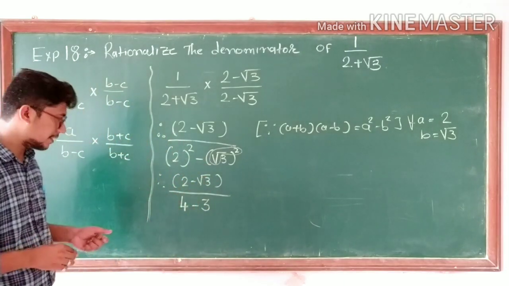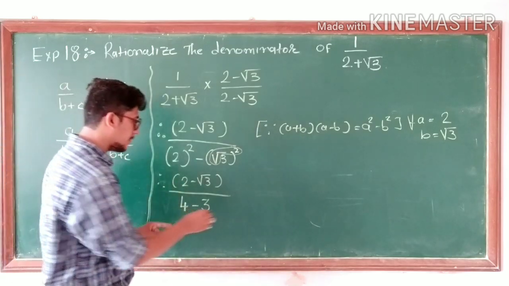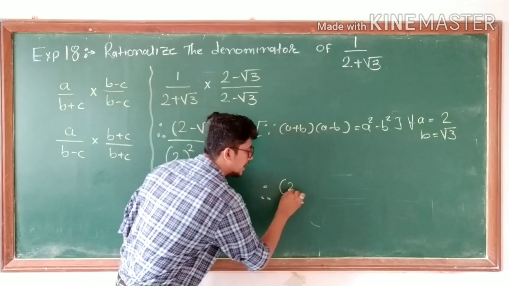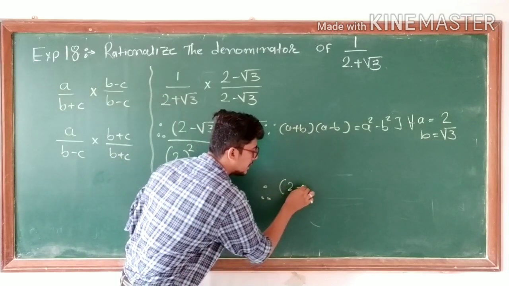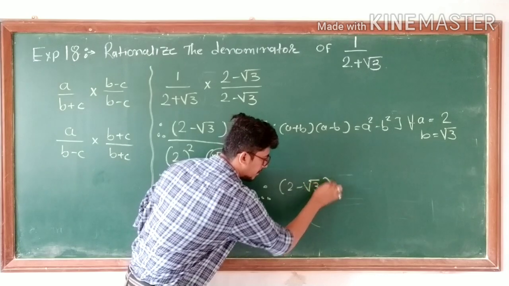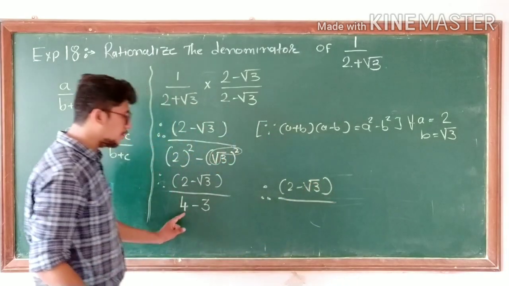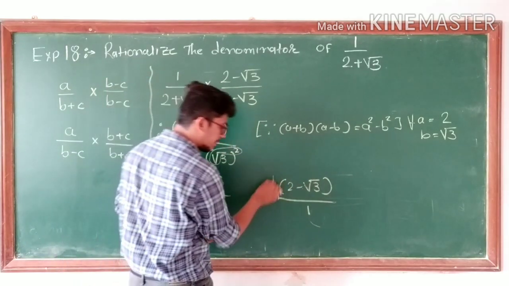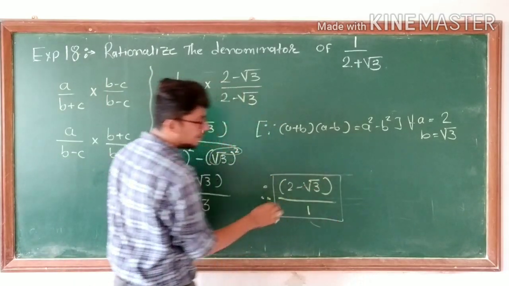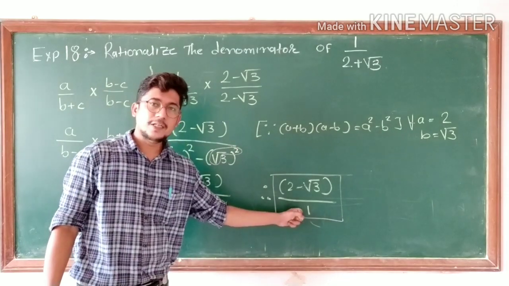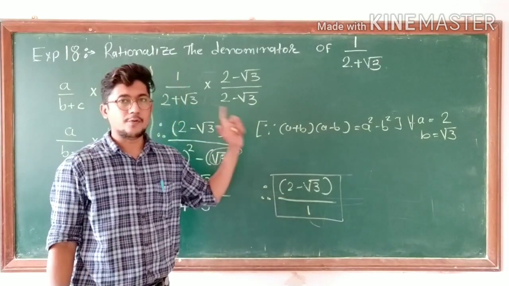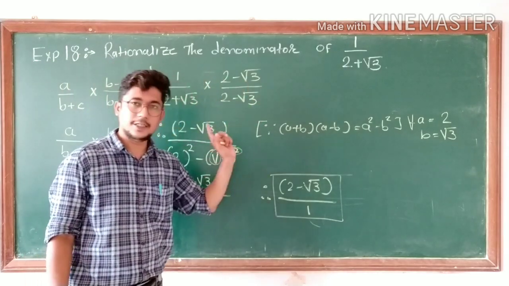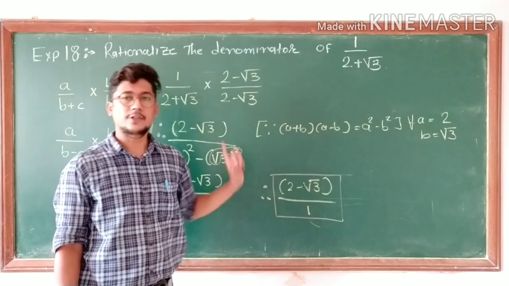Therefore, 2 minus square root of 3 is as it is, whole divided by 4 minus 3, which is 1. So it will be your final answer. Why is it your final answer? Because the denominator is in rational form now. So we have done what they asked for: rationalize the denominator. We have rationalized the denominator.